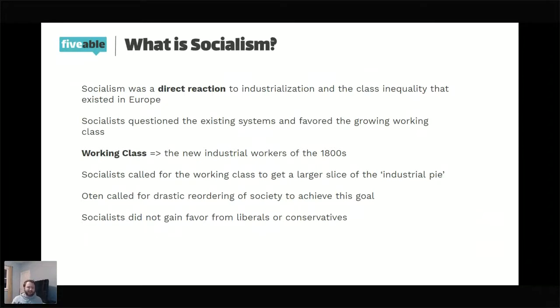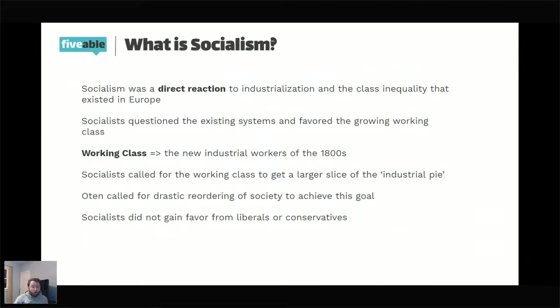This is very like French Revolution Third Estate, right? Where people are calling the Third Estate the state, right? They are France, and so they need more representation. It's kind of like this for the workers, right? These are the ones that are actually working. These are the guys that are making stuff. Why don't they have a bigger piece of the pie here? And oftentimes they called for a drastic reordering of society to actually achieve this goal.